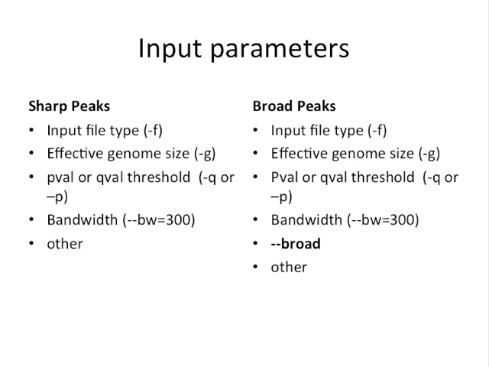One additional parameter is important for broad peaks, which is doing --broad. What this will do is, the program tries to merge close peaks together. If you tell it that it should actually be a broader peak, it'll merge nearby calls together. Okay, so let's go ahead and try and use MACS.